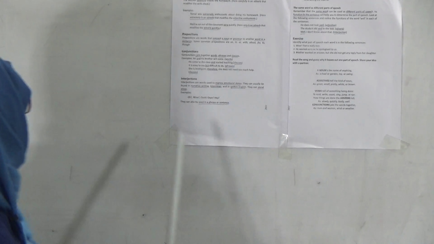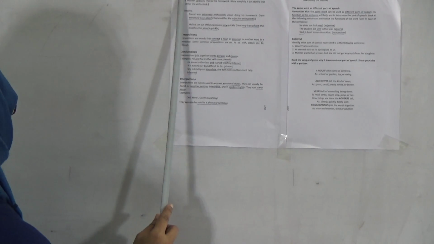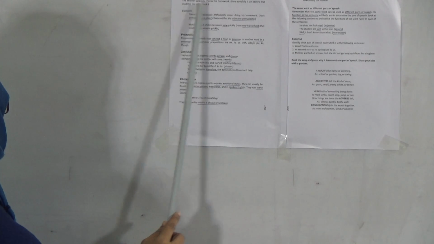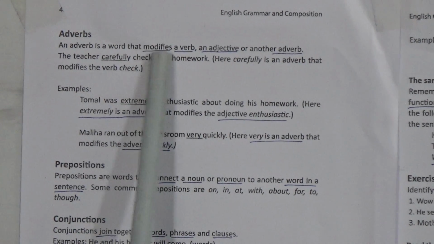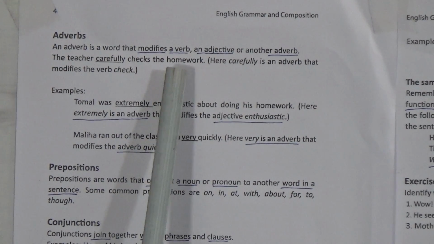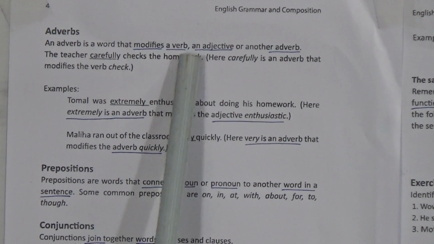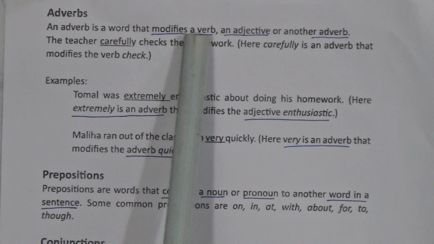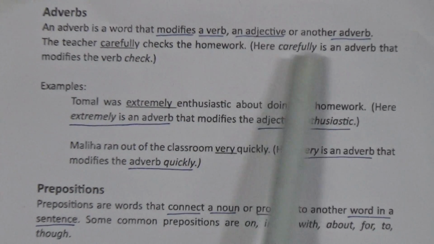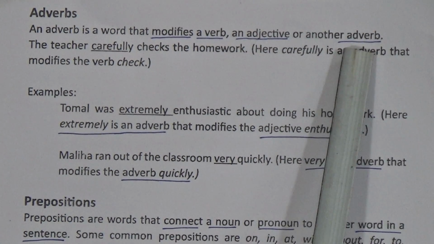So please look here. At first, adverbs. An adverb is a word that modifies a verb, an adjective or another adverb. So an adverb modifies. What does it modify? It can be a verb, it can be an adjective, or it can be another adverb. So an adverb can modify either this one or another adverb as well.